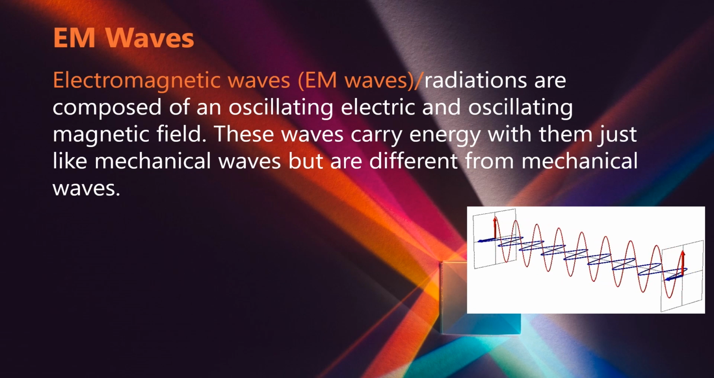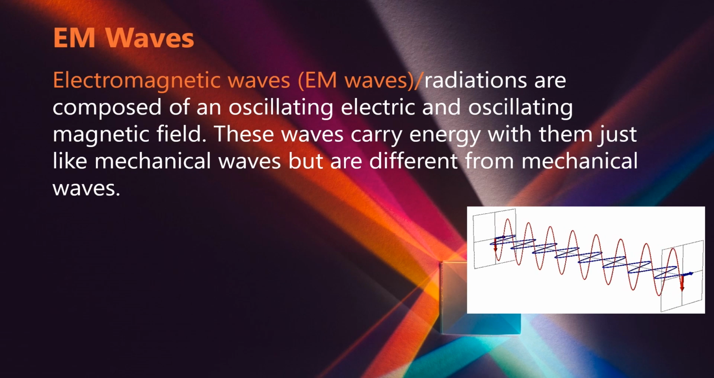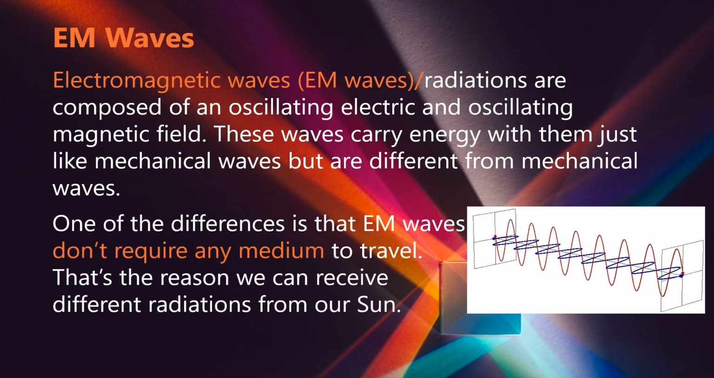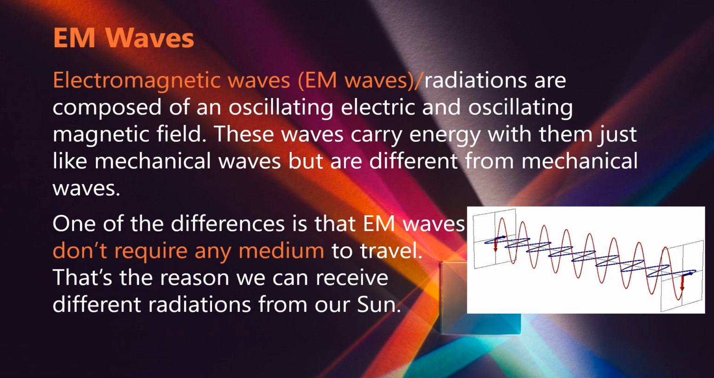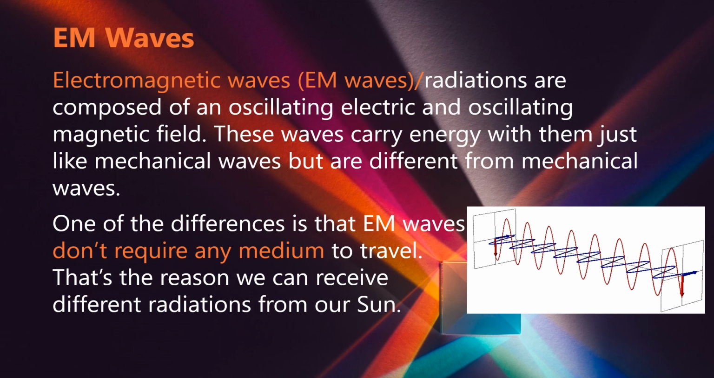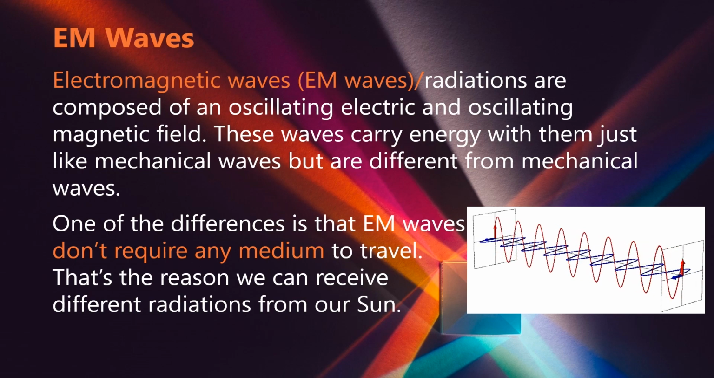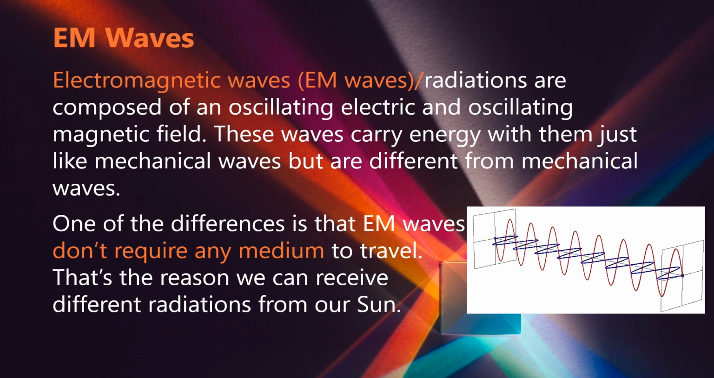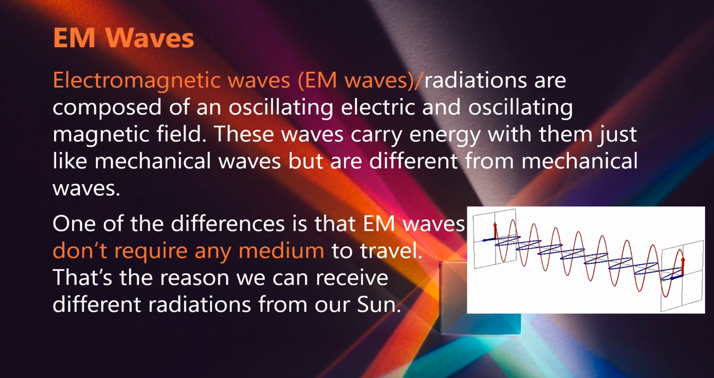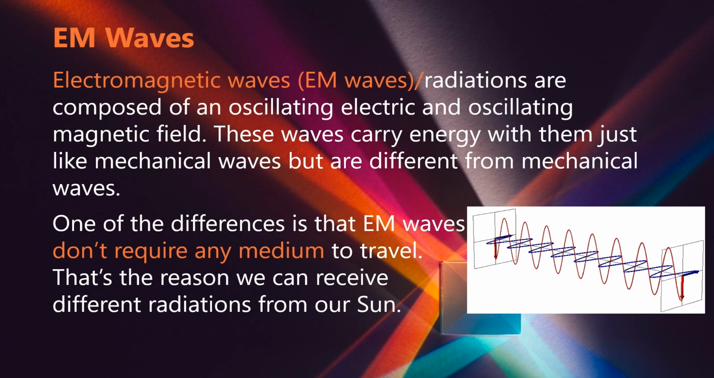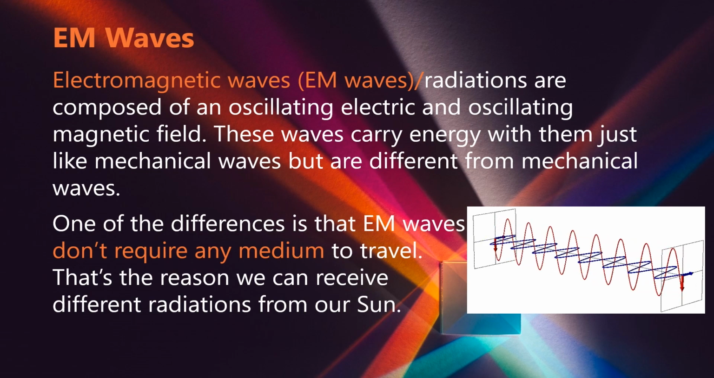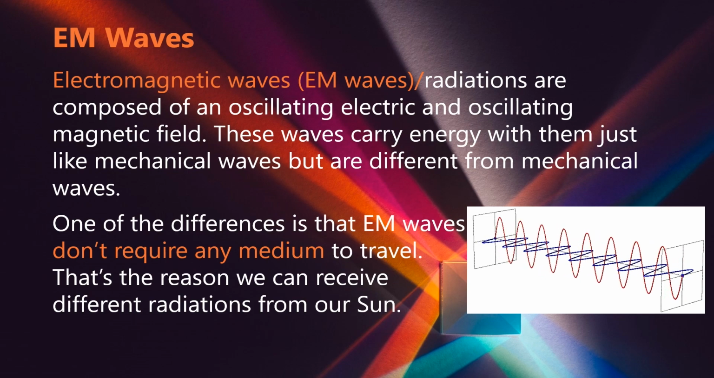These waves carry energy with them, just like mechanical waves do, but there is a little bit of a difference between them. As we know, mechanical waves require a medium, but electromagnetic waves do not require any medium to transfer energy. This is why we can get heat radiations, which we call infrared radiations, from the sun, even though between the sun and our Earth, most of it is just vacuum.